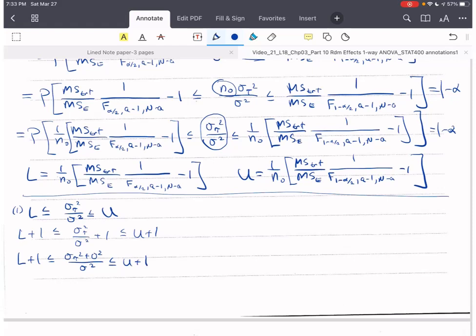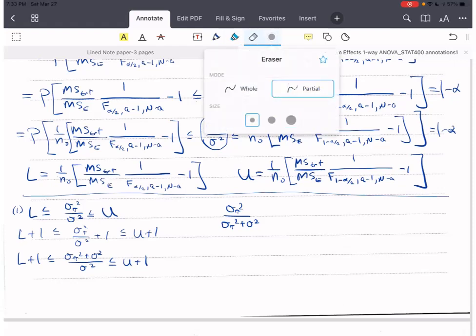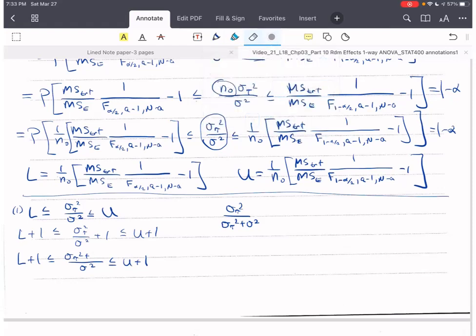Now, the ratio that I want is sigma tau squared over sigma tau squared plus sigma squared. That's what I want. And this is not it. And this is not the reciprocal of it either. So I'm going to clean this up a little bit. So this is sigma squared. Okay. But I'm going to call this equation number 2 now. Okay. And now, that's equation number 2.